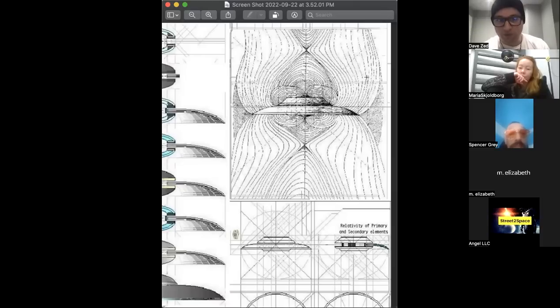Depends where you're viewing it from, if you want to call it that. But one thing is for certain, these crafts seem to be able to ride them the same way that a surfer rides a wave in a certain regard. Now, obviously, that's an oversimplification, but that's the general idea.